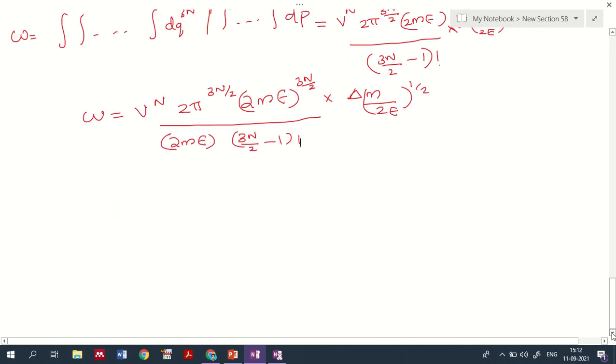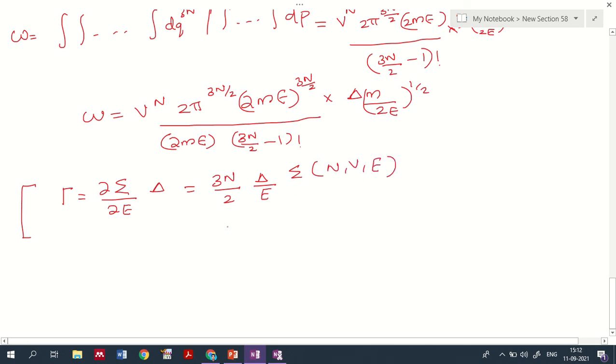Now we'll recall some earlier ideas. We have already discussed gamma. We know that gamma is dou sigma by dou E into delta, which we already observed to be 3n by 2, delta by E, into sigma nve. So this we did in the first module section.